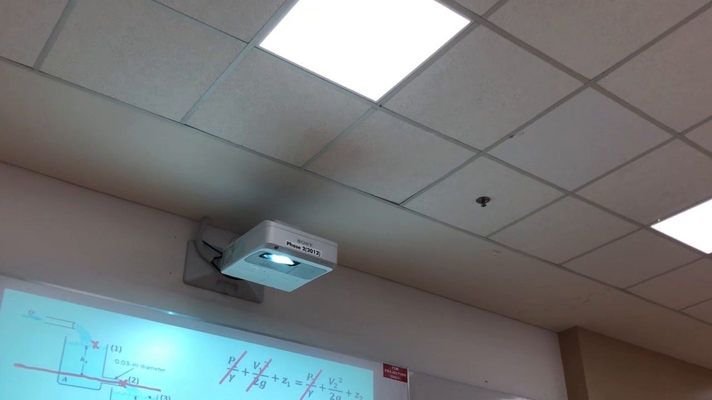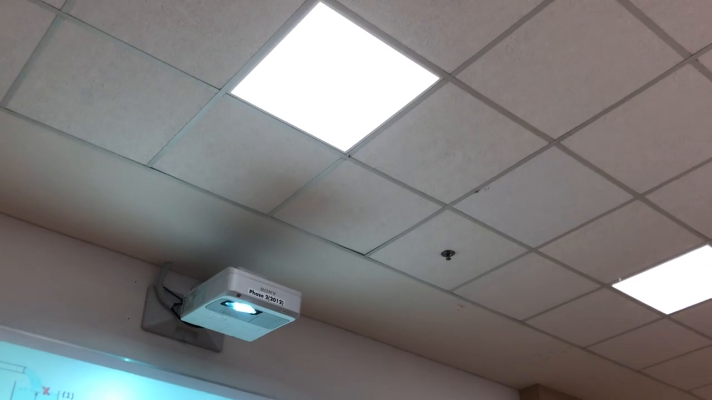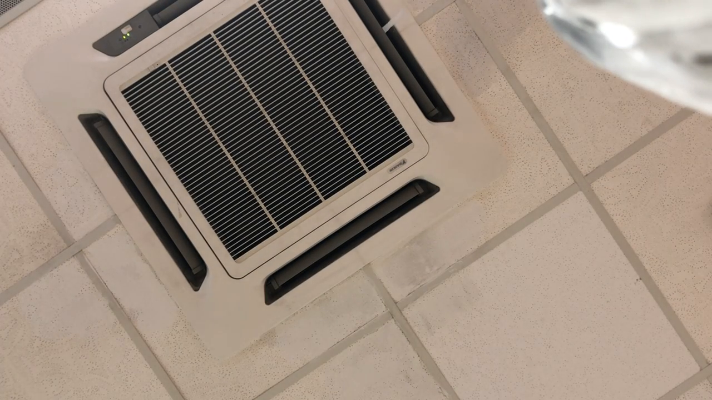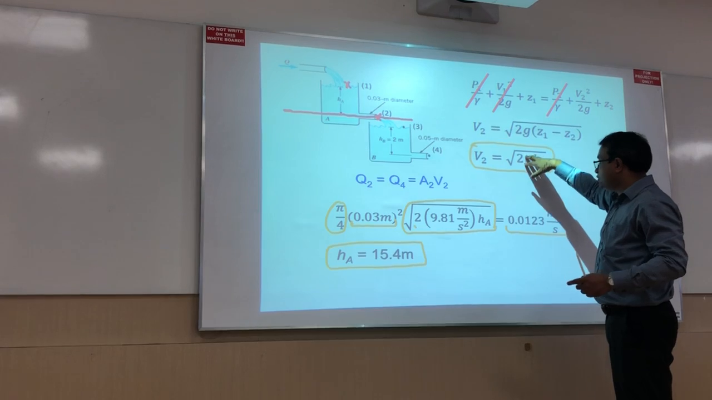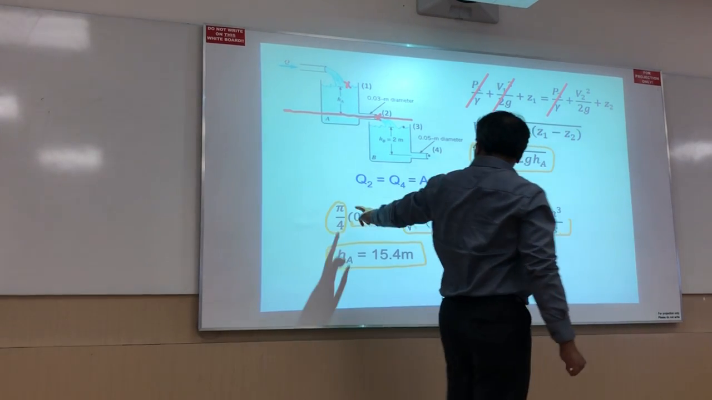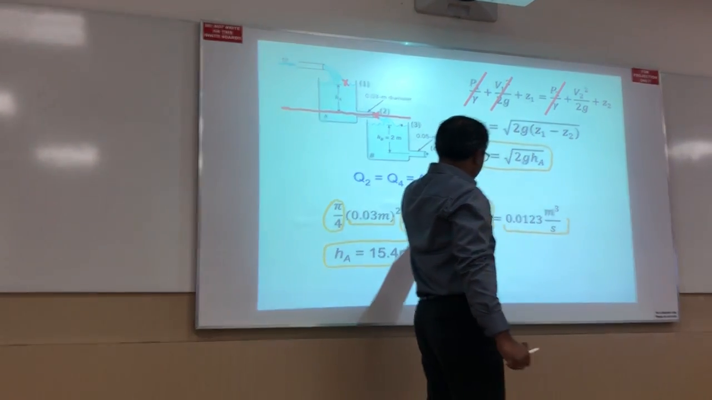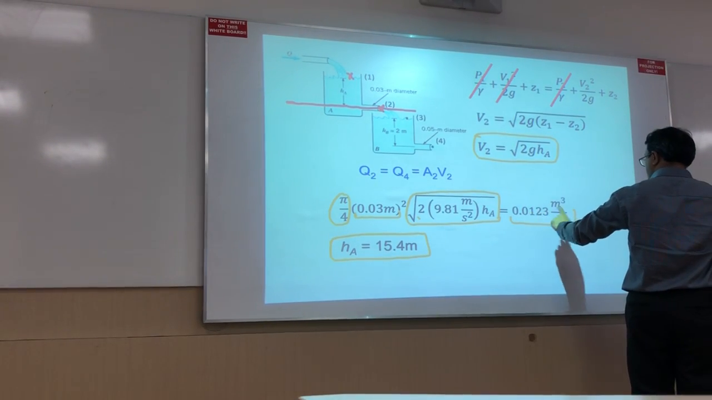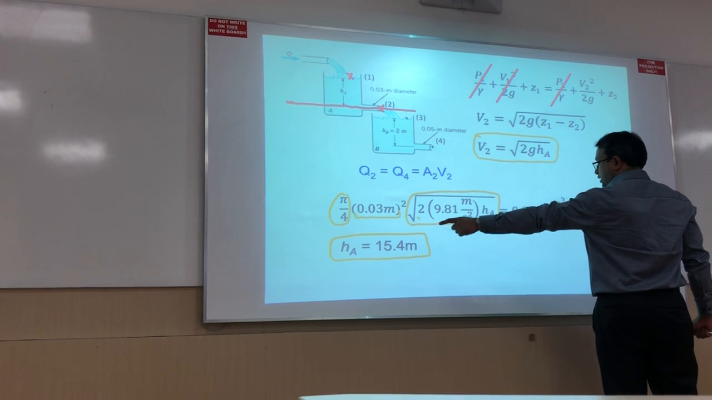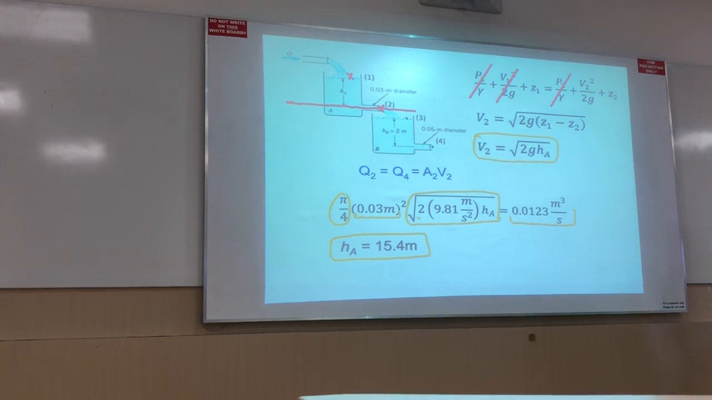Then I can get HA. Or in the previous slide, I can calculate V2. Another method: you substitute that value here, then you can find HA. Both methods give the same answer. Here V2 I get from Bernoulli's equation, 2g HA, and V2 is equivalent to Q, which is 0.0123. We substitute the value and I can find 15.4 meter. This is the answer.